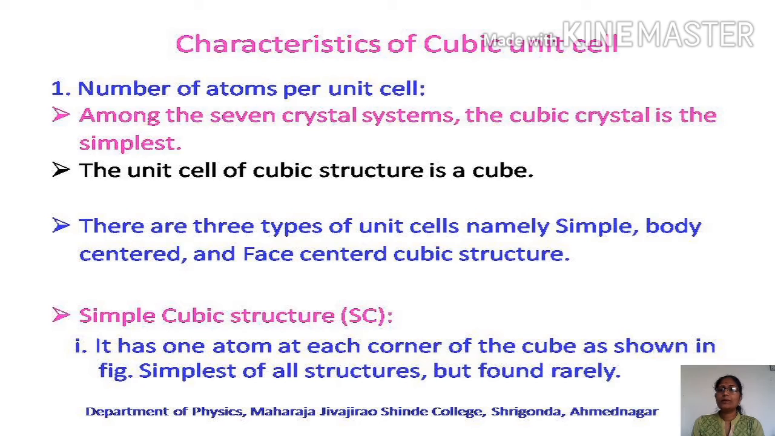Then simple cubic structure. What is simple cubic structure? Simple cubic structure is a structure which will have 8 corner atoms only. There will not be any extra atom located at the center of the unit cell, and this is called simple cubic structure.